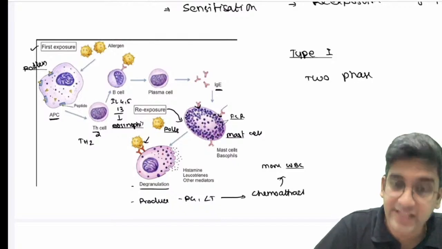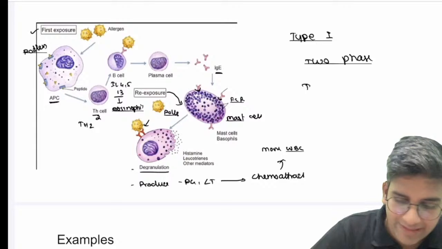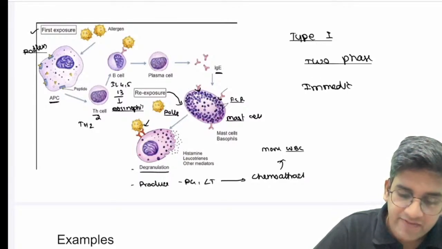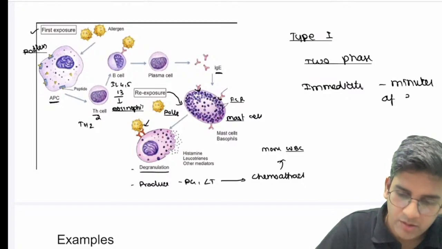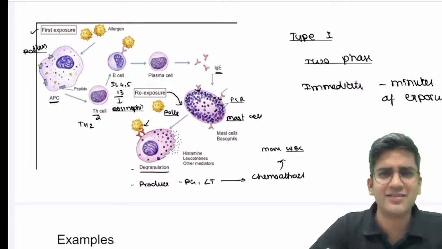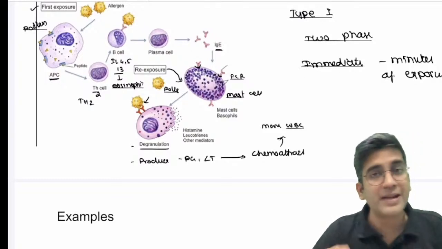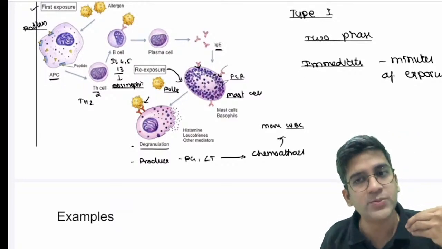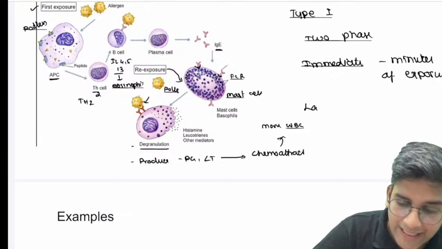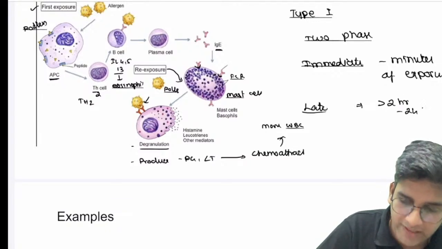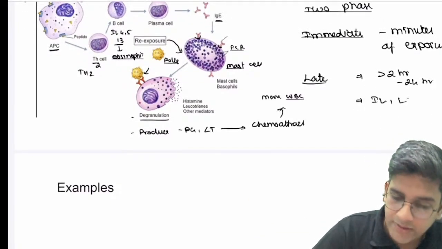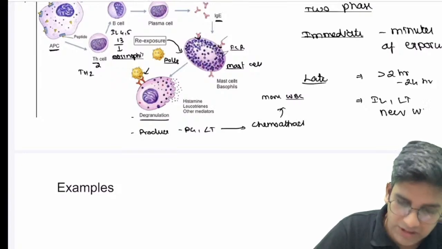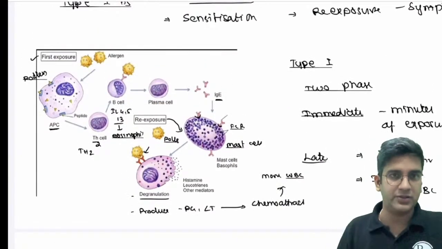This happens after re-exposure, right? What's the first phase? We have an immediate phase. The immediate phase starts within minutes of exposure and lasts for 10-15 minutes, that's all. That's primarily mediated by histamine, serotonin, and all the things which are already preformed, right? And then we have a late phase response that starts beyond 2 hours and can last for up to 24 hours. It's a little bit longer lasting, and this is primarily due to the interleukins, the leukotrienes, and the new WBCs which come in, right? That's in short about the pathogenesis, right?